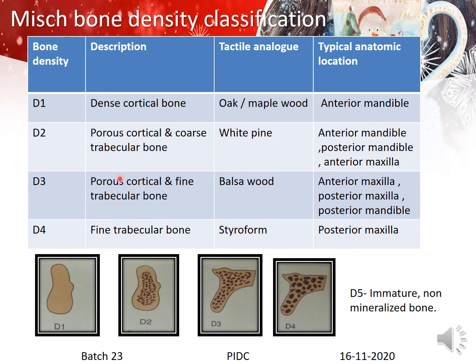So it has been found that D2 or D3 is found to be ideal for placement of your implants, whereas D1 is dense cortical, which has very limited blood supply in that area since it is very dense, and D4 is very fine, and therefore placement of implants is a little difficult. The stability achieved from here is a little difficult. There's another category called D5, the immature non-mineralized bone. This is present mostly near the newly formed sinus aspects.